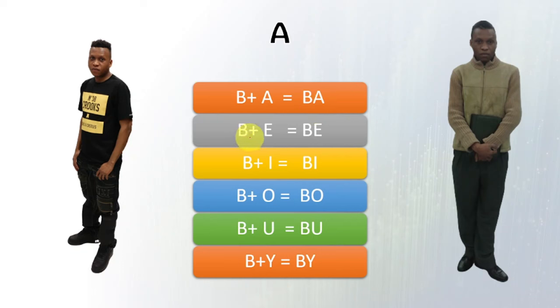B, we mix it with A, it gives us ba. We put B, and we mix with E, it gives us be. Now, B, we combine it together with O, it gives us bo. Bo, bo, like when you read bonjour. Okay? B, we combine it together with this, it gives us bo.